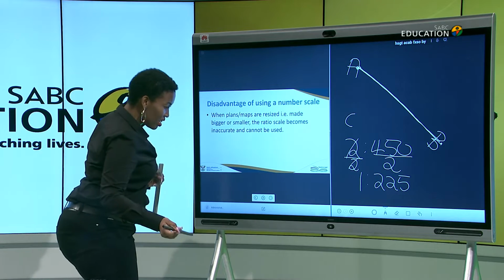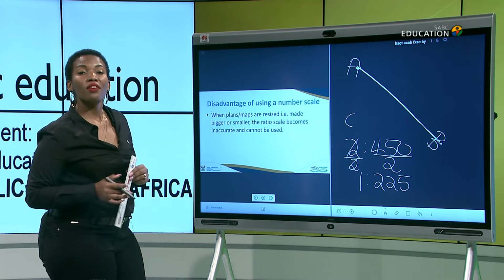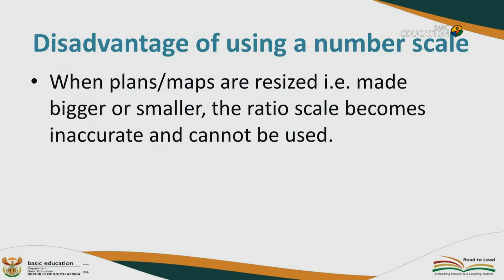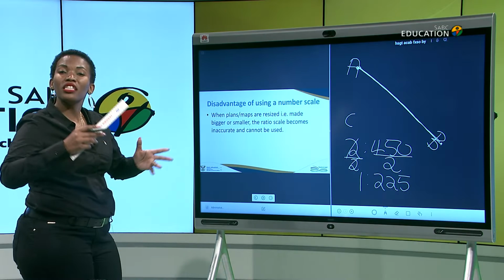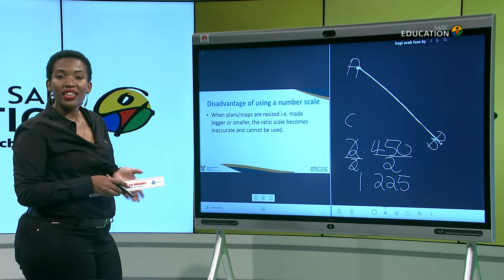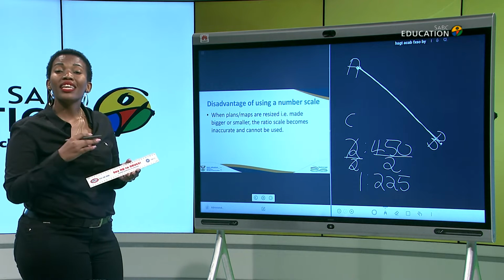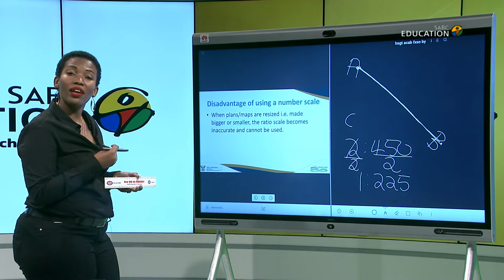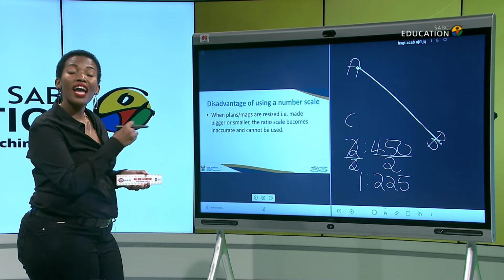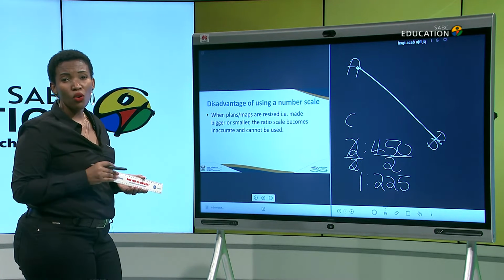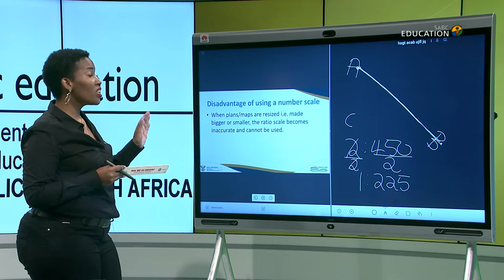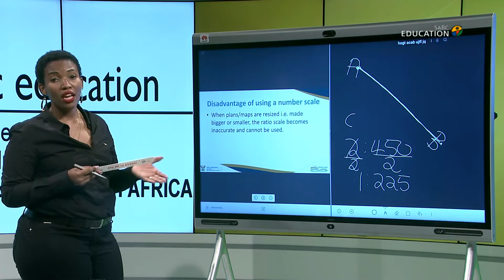And then, as much as we have the advantages, we also have the disadvantages of working with a number scale. One of the disadvantages is that when the plan or a map or even an image is resized, by resized I mean if it is made smaller than the original image or if it is made bigger than the original image, then our ratio scale becomes inaccurate. It means we can no longer work with our number scale because now it is no longer accurate. We are no longer working with the original image. That is one of the disadvantages of working with a number scale.